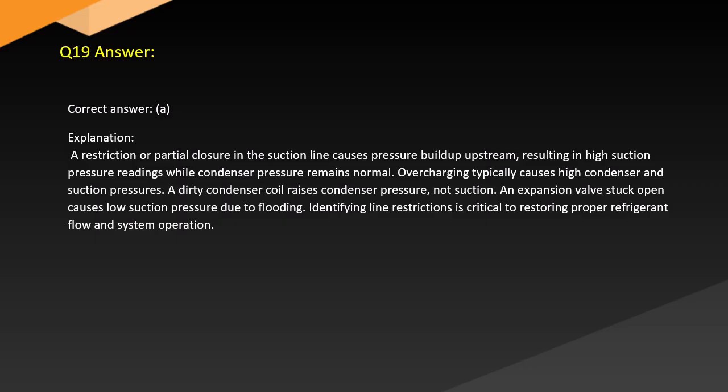condenser pressure remains normal. Overcharging typically causes high condenser and suction pressures. A dirty condenser coil raises condenser pressure, not suction. An expansion valve stuck open causes low suction pressure due to flooding. Identifying line restrictions is critical to restoring proper refrigerant flow and system operation.